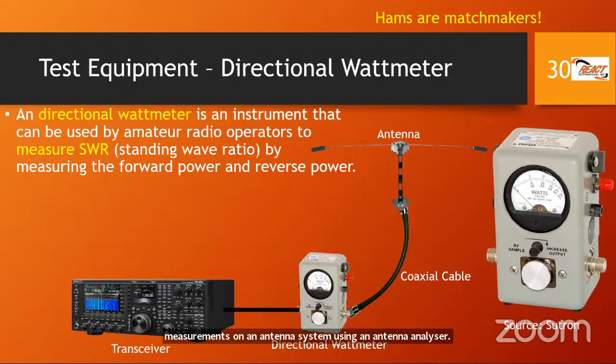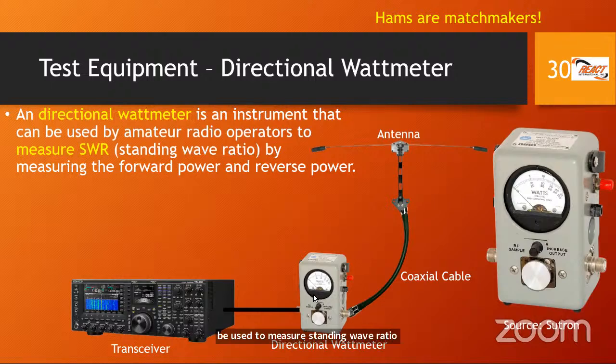Okay, a couple more slides before we complete. So we again previously did discuss the directional watt meter. It can be used to measure SWR, and this is how we do it. We have our transceiver, we have a patch cord, we have our directional watt meter, we have our transmission line going to the antenna. And connected like this, we have an exploded view here, so you can see it a little better.